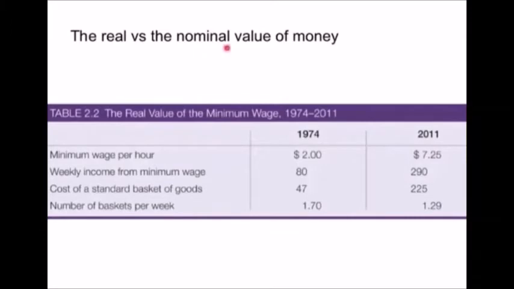Now, the nominal value of something is the actual dollar value. So the nominal value of the minimum wage in 1974 was $2. The nominal value in 2011 was $7.25. Which is better? In nominal value, this is clearly higher. This is $7.25 versus $2. But which would you rather have? And now this is a question that you want to be able to answer.